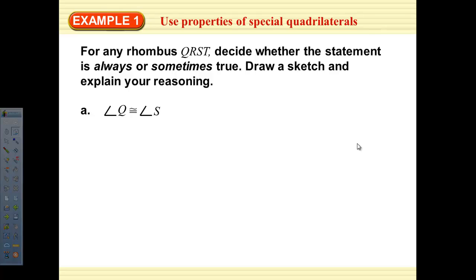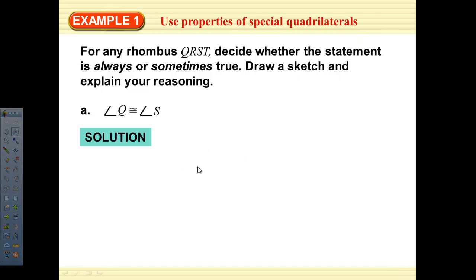Now, in a rectangle, the diagonals are congruent. In a rhombus, we know the diagonals are perpendicular. And then in a square, the diagonals are congruent and perpendicular. So it's basically a square is taking a rectangle and a rhombus and putting them both together. So in this one, I'm going to just show you what the sketch looks like here.